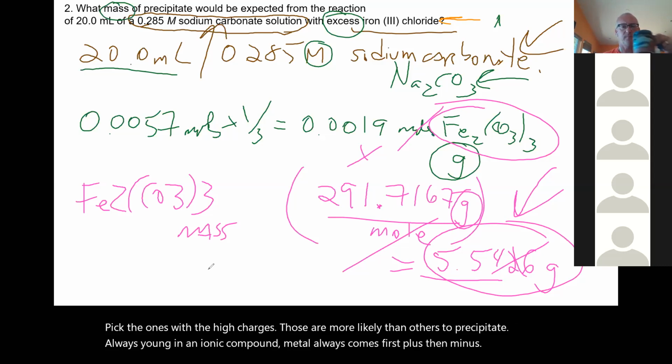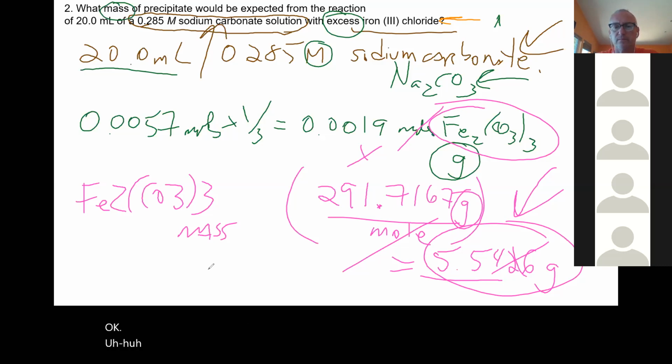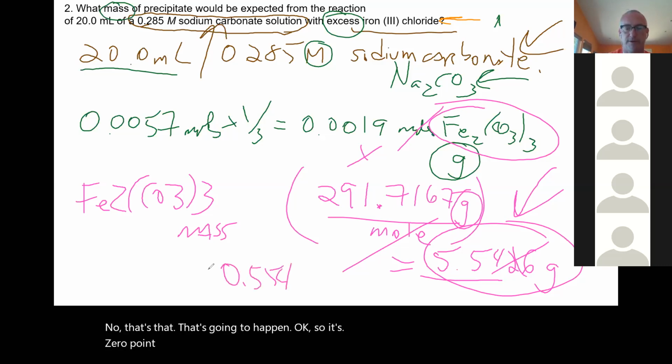Professor, when I calculated 0.0019 times 291.7167, I got 0.55426. The decimal place was moved back. Does that make a difference? Yeah, well, that's what we got here too, 5.4426. I got 0.5. Oh, we were off by a factor of 10? Yeah, I believe so. Oh, that's going to happen. Okay, so it's 0.55426, not 5. That did seem a little high, to be honest.